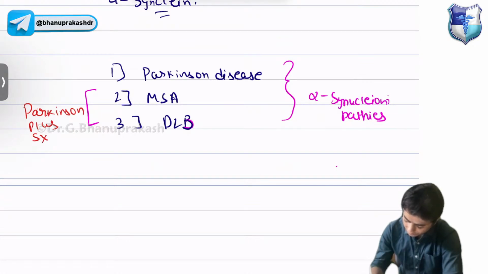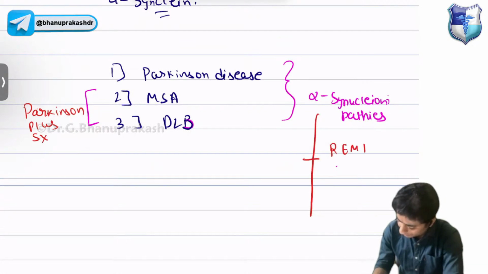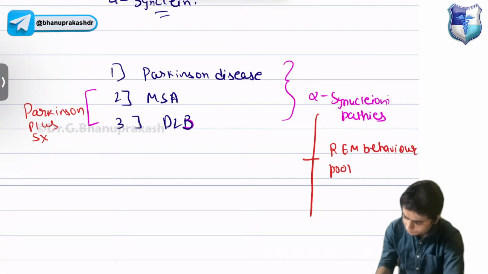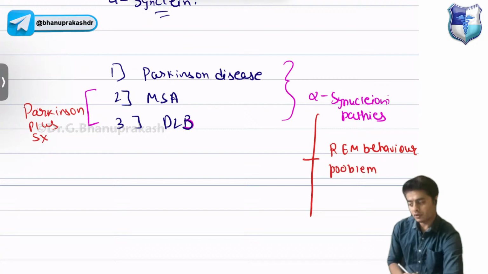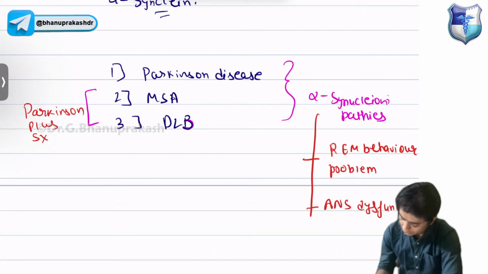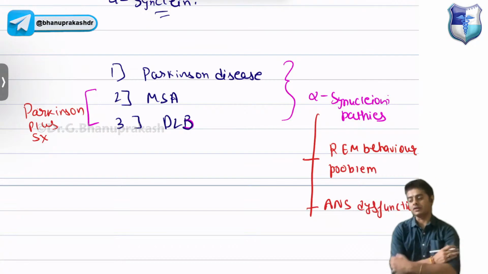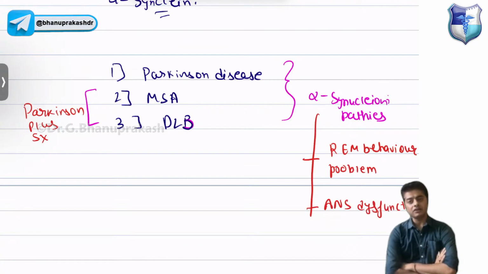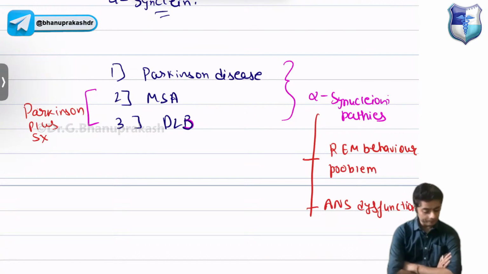These diseases have REM behavior problem in sleep, and there is autonomic nervous system dysfunction.